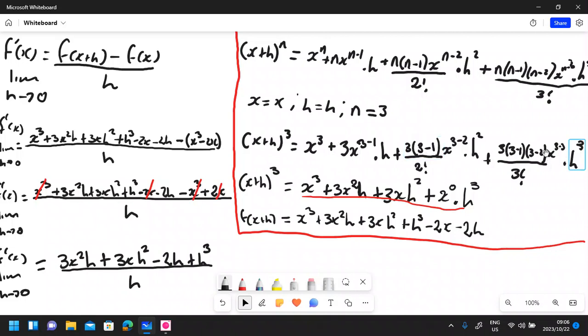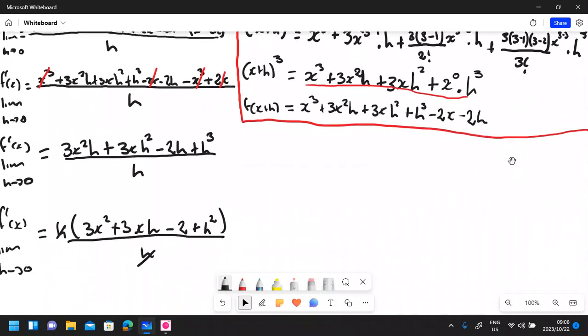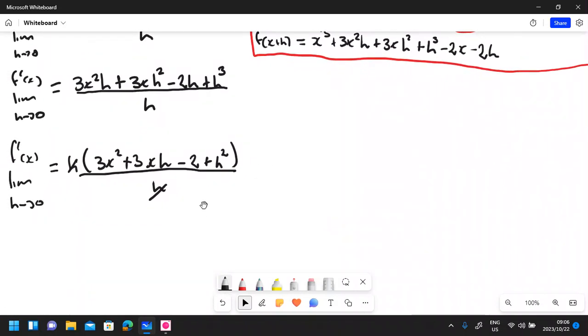This h to the power of 3 is the one here that we have here, which is going to be very, very useless when we continue. So if you don't have enough time, I would say stop on the third term, which is safe as well. All right, so let's continue.